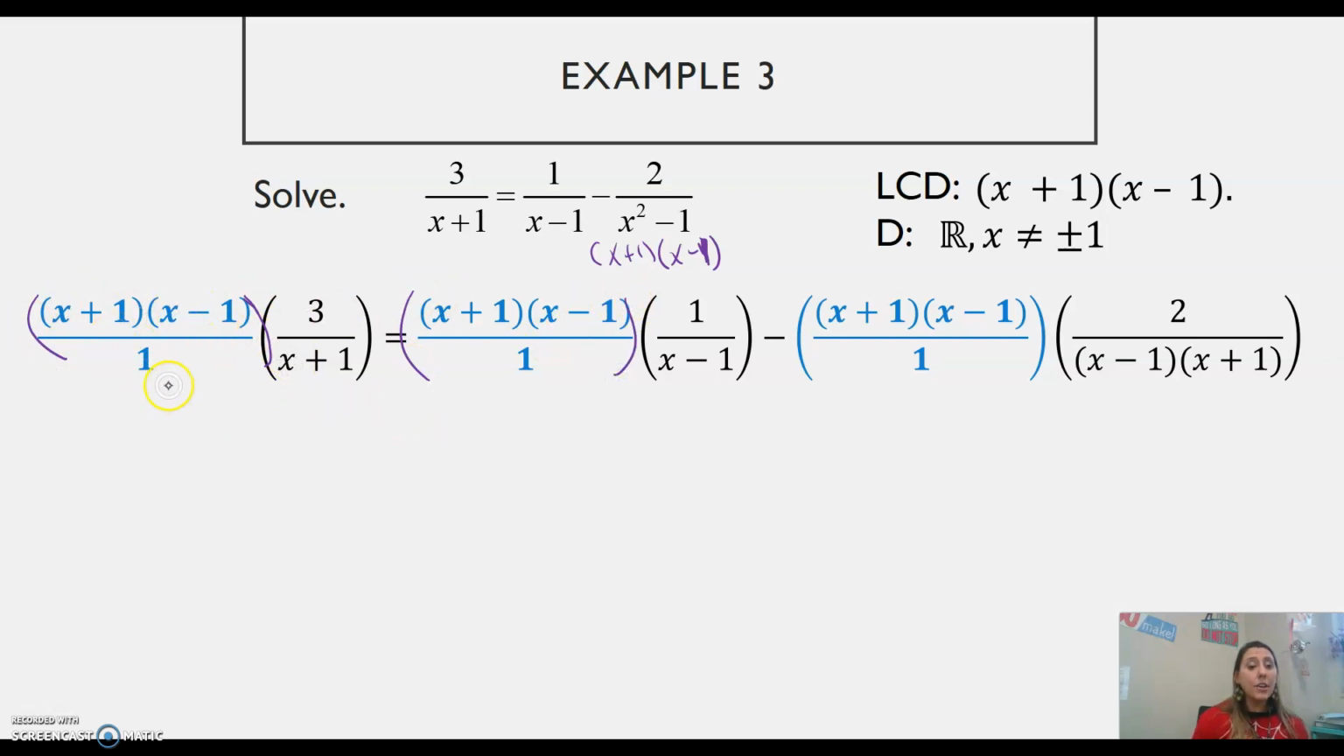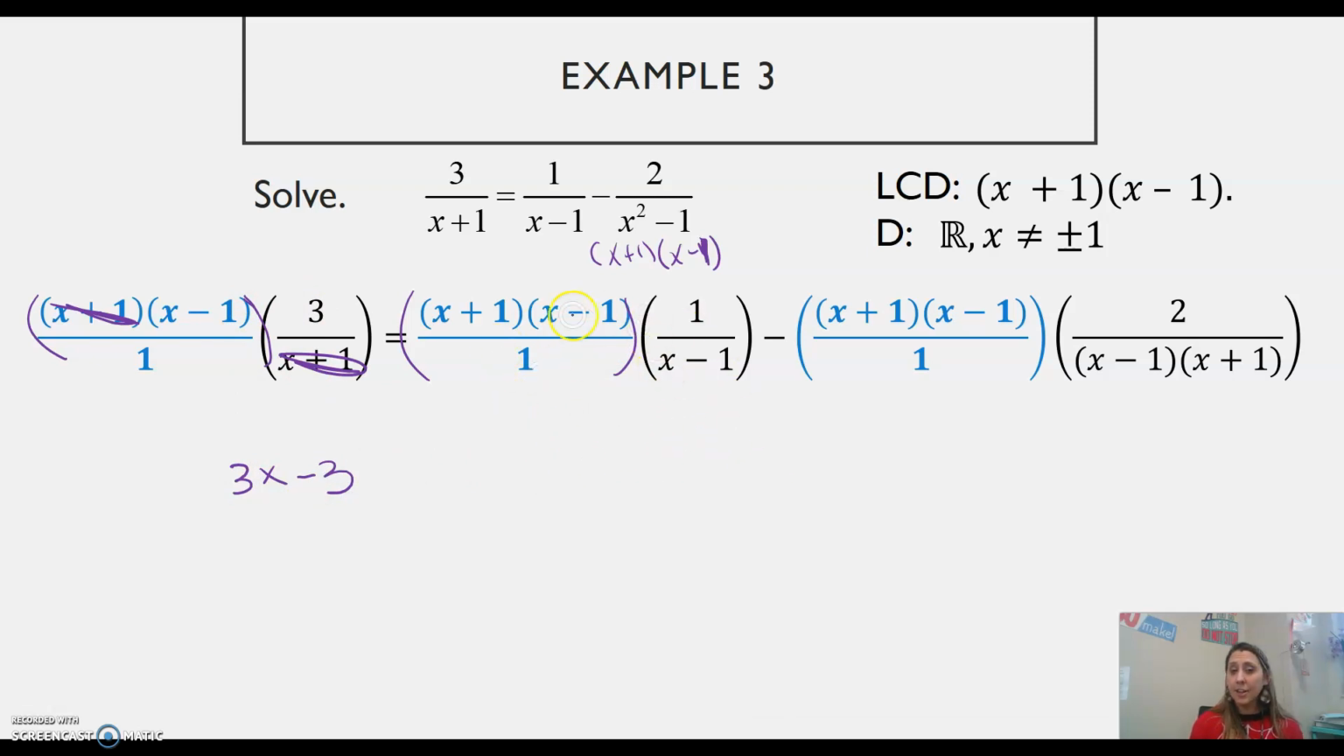Now we can start looking for our big one. So I have an x plus 1 and an x plus 1, so this turns into a 1 right here. And so then I'm left with 1 times x minus 1 times 3. Well, 3 times x minus 1 all over 1 times 1, which is just 3 times x is 3x. 3 times negative 1 is negative 3.